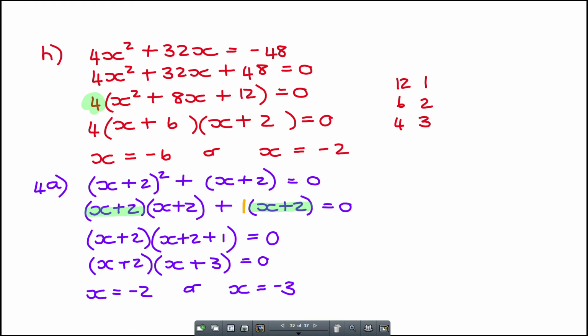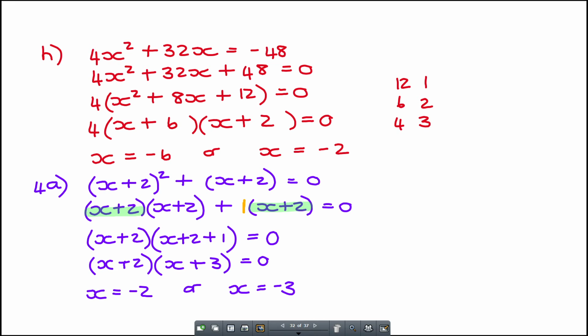So because that is a positive, I will either have x plus or x minus. How do we decide? That sign tells me that they will both be x plus. But now I need factors of 12, and those are listed here. 12 times 1, or 6 times 2, or 4 times 3. Which one of those would give me positive 8? And you will see that these two would. Nice? So plus 6, plus 2.